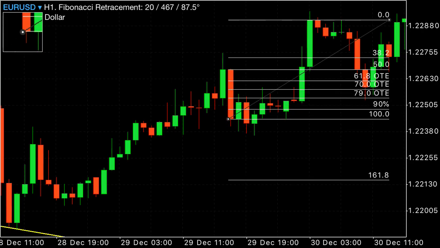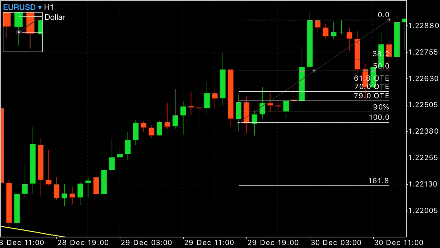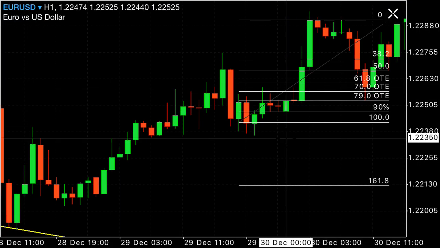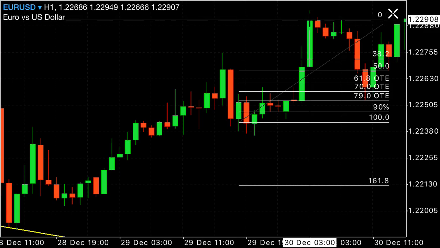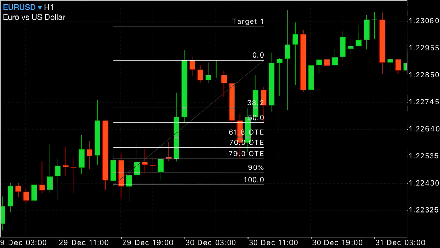Just neaten that up a bit. So as you can see, we go from this body down here, which is the swing low, to this swing high body up here. Move chart across.